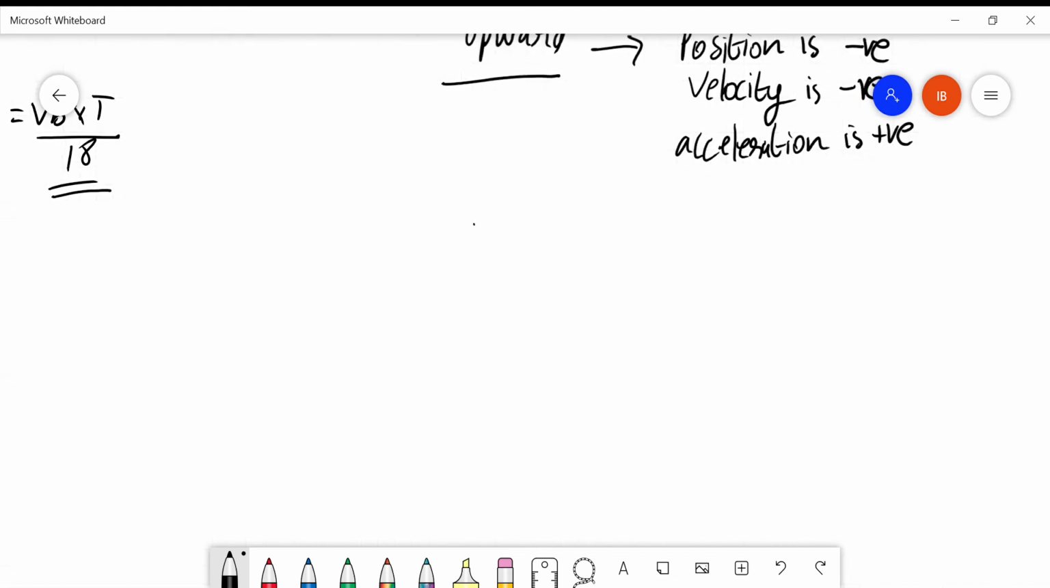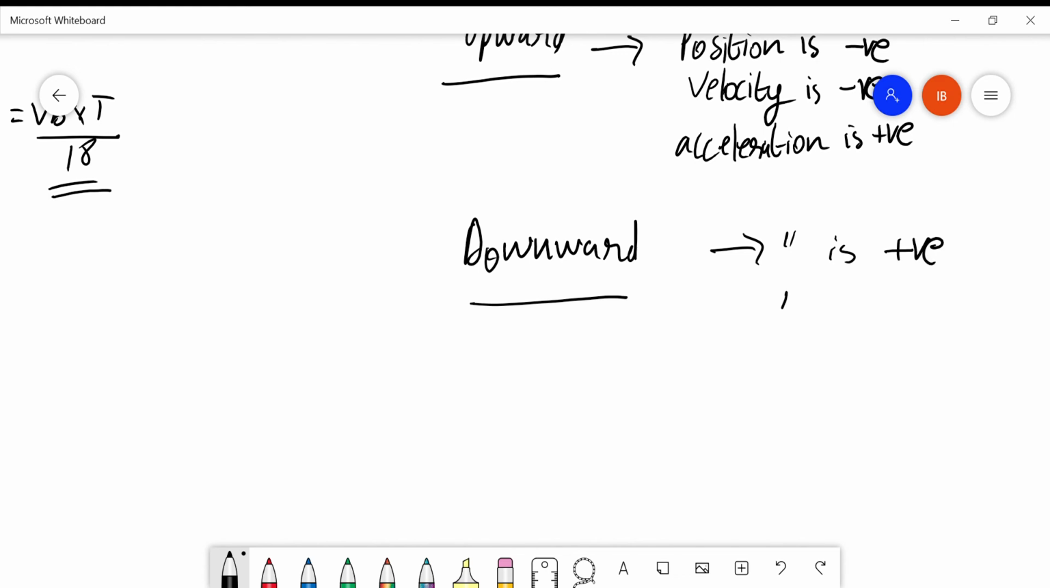For downward, position will be positive. Position is positive. Velocity is positive again, and acceleration is positive.